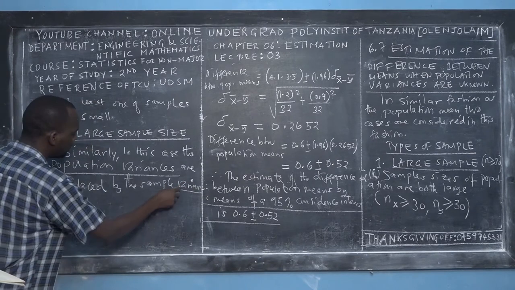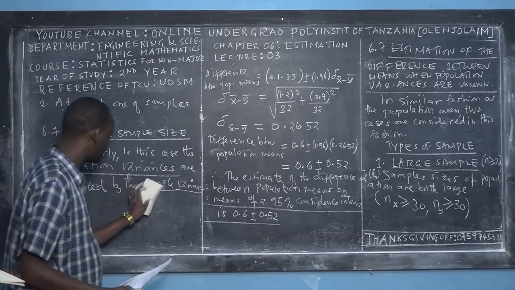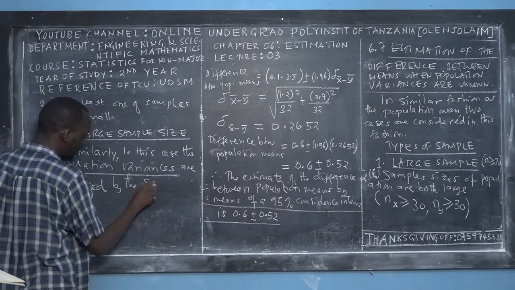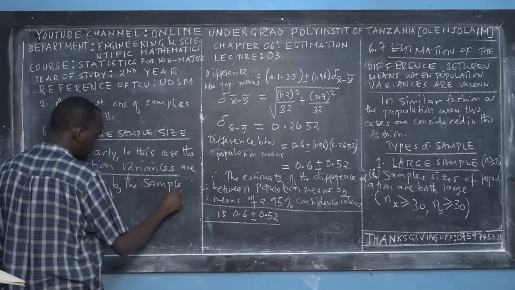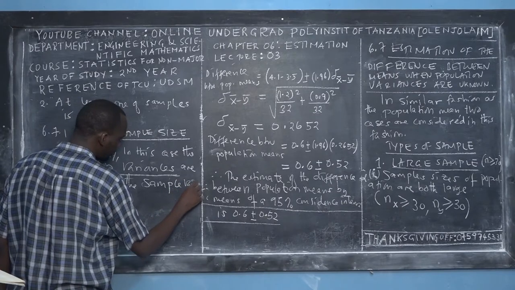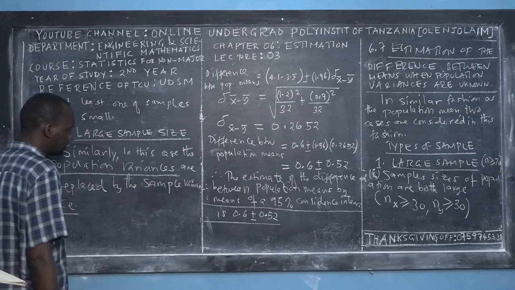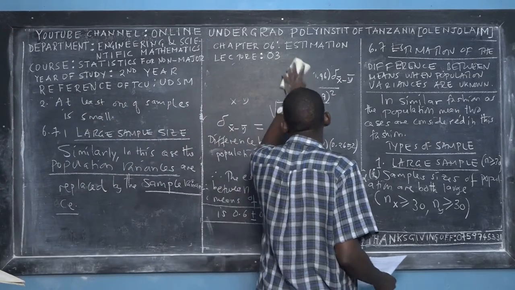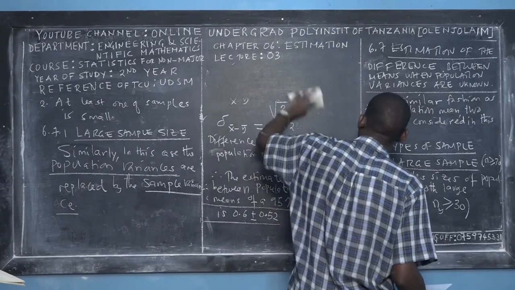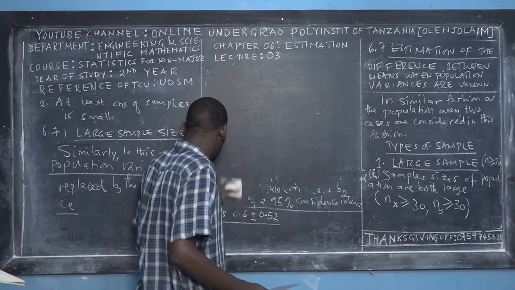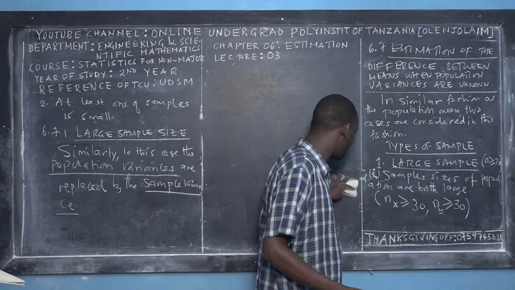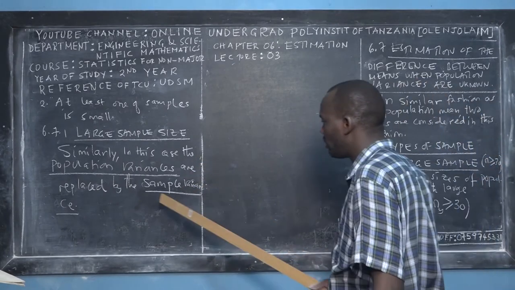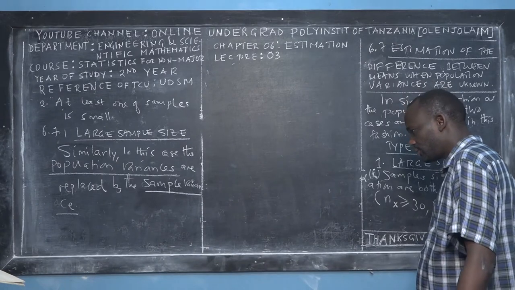So you say that you replace by the sample variances. So instead of having, for instance here, this is called sample variances. Whenever we draw a large sample, it means we draw it from the large population. Because the population is huge, we can estimate the population parameters by using the sample. So that's why we said here, similarly, in this case, the population variances are replaced by what? The sample variances, right?